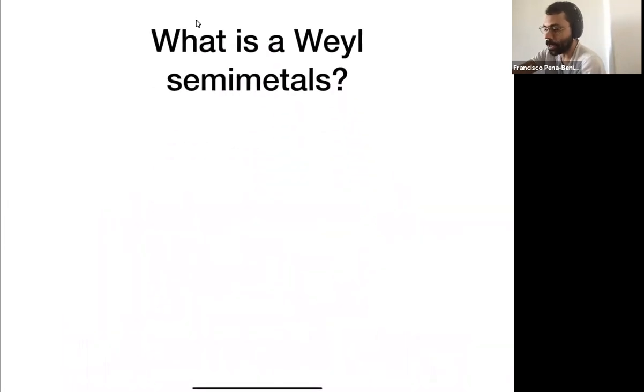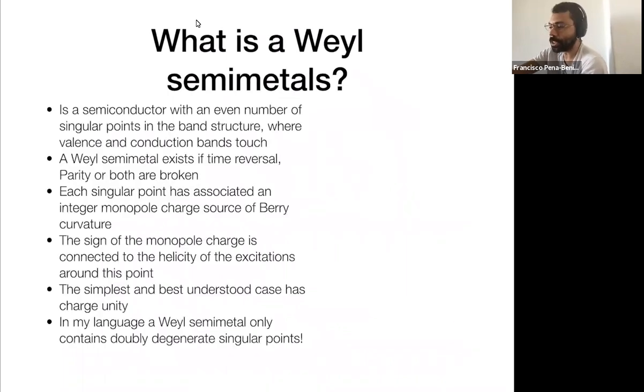I will start, as I said, very briefly and superficially, defining what a Weyl semimetal is. A Weyl semimetal is, let's say, a semiconductor. With semiconductor, I mean that it's a system in which the valence and conduction bands either touch in some isolated points or they are very close to each other. An important requirement for a Weyl semimetal to exist is that time reversal or parity have to be broken.